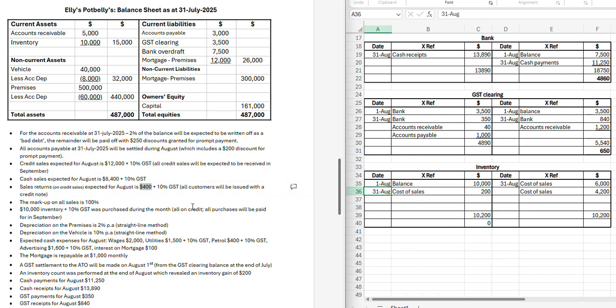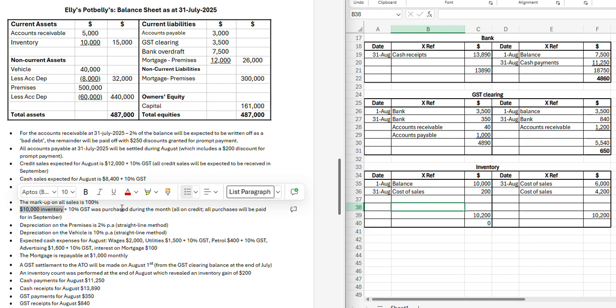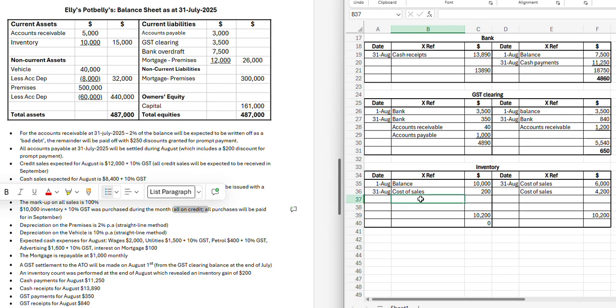Okay. A few other things can affect your inventory account. So let's have a look at this one here. We've bought 10K worth of inventory on credit, all on credit. So that's inventory coming into the business, asset increasing, that's a debit entry for 10K. And our cross-reference there will be accounts payable, because we bought it on credit and we owe our suppliers money for the inventory we purchased on credit.